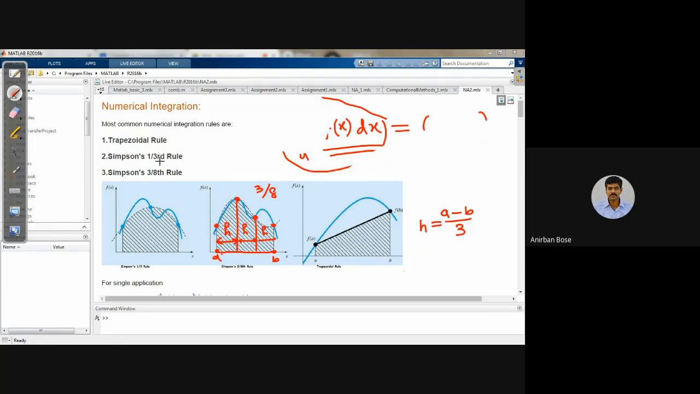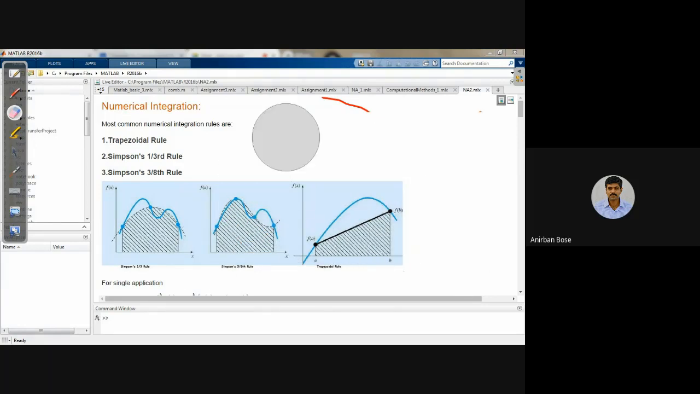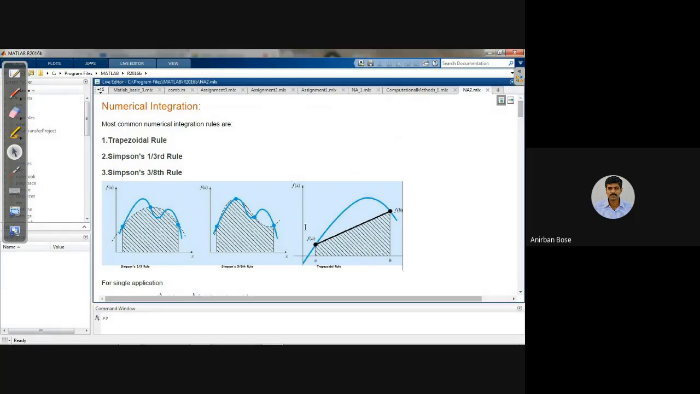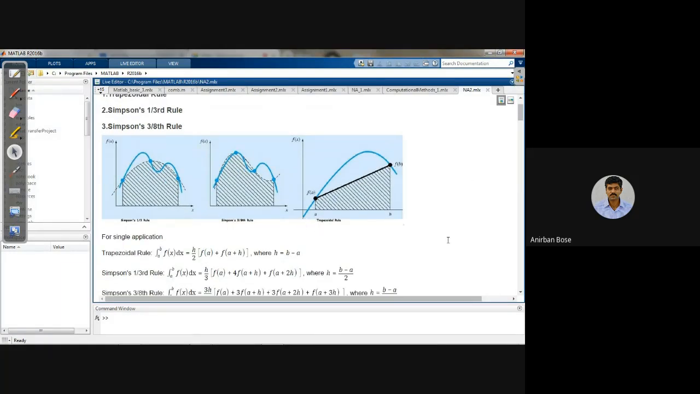Why the 1/3 and 3/8? That will come after calculations. You will understand why the name 1/3 and 3/8 is coming. But this is the basic idea of how we are going to do the calculations in case of trapezoidal, Simpson's 1/3 or Simpson's 3/8 rule. Now let us see the formula.